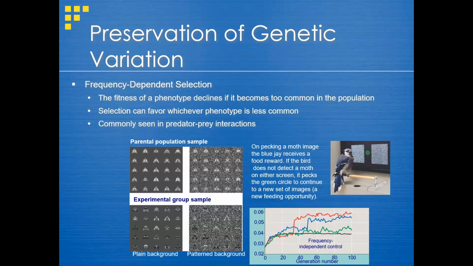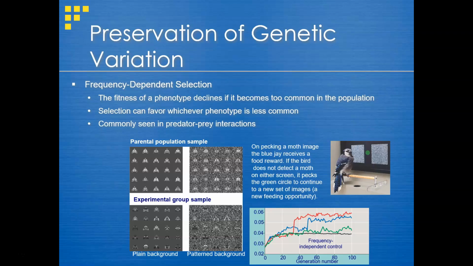Frequency-dependent selection is a similar idea. It's the fitness of a phenotype that declines if it becomes too common in the population. And so selection just favors, period, whatever phenotype is less common. And we see this a lot in predator-prey interactions.